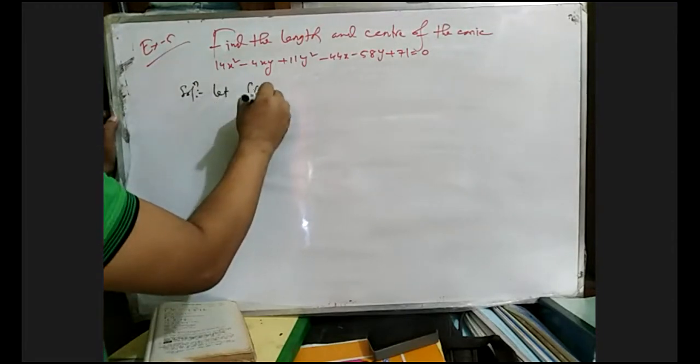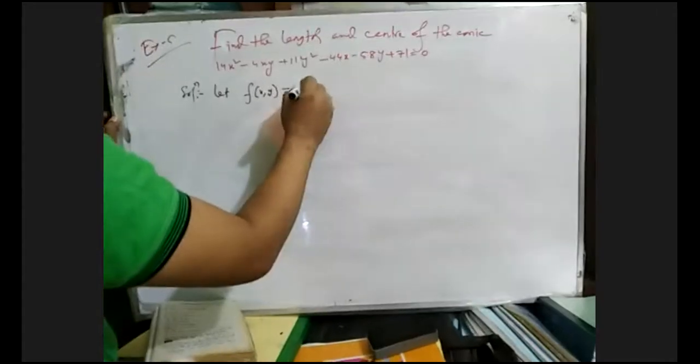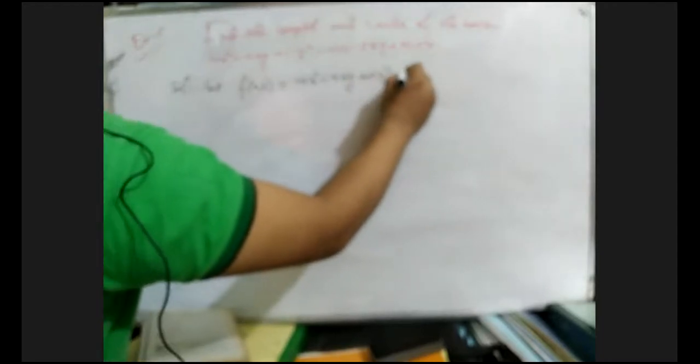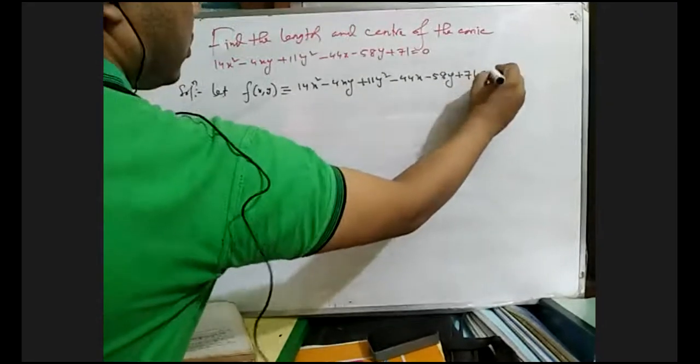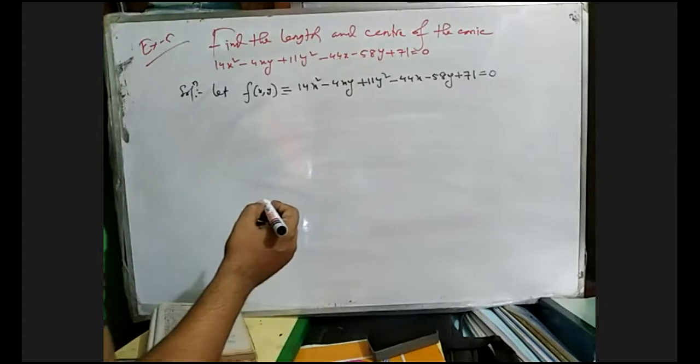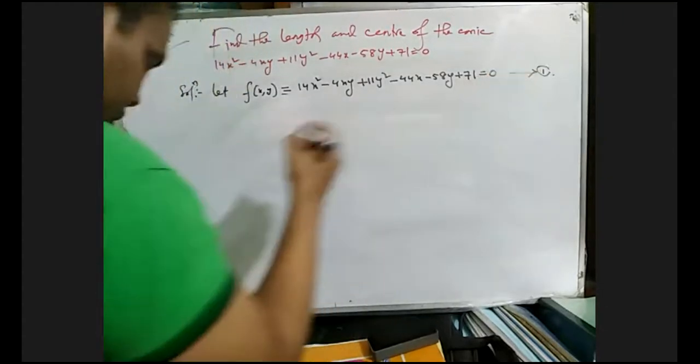f(x, y) equivalent to what? This 14x square minus 4xy plus 11y square minus 44x minus 58y plus 71. This equals to 0. So this is equation number 1. We are writing.